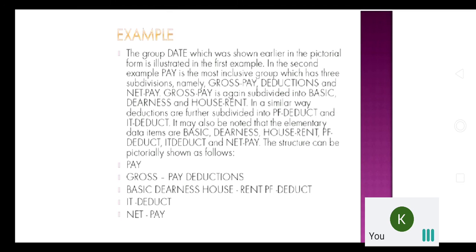The group data items are pay, which is the topmost group data item, and under that you have three more group data items: gross pay, deductions, and net pay, and under those you have various elementary data items. Under gross pay you have basic, dearness and house rent. Under deductions you have PF deduct and IT deduct, and finally you have net pay. This is a hierarchical structure created using the level numbers.